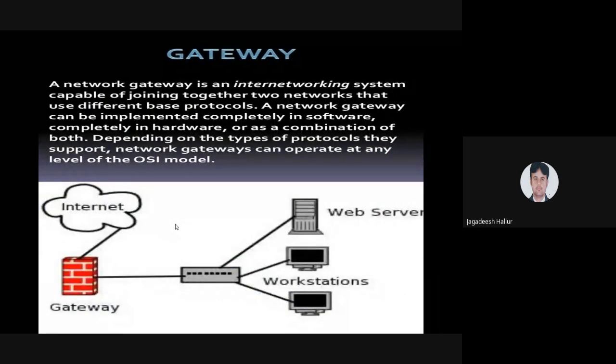The last device is the gateway. What is the function of a gateway? The main function of a gateway is to connect the workstations where you are working, from one country to another country, from one state to another state. If you want to hold a meeting over video conferencing, that has to be generated through the gateway. It is an internetworking system capable of joining together two networks that use different base protocols.